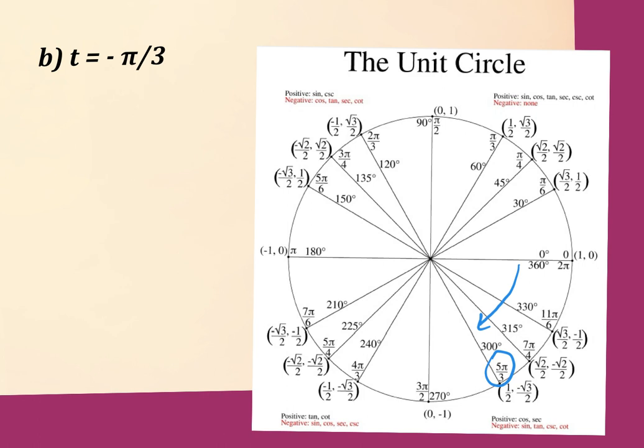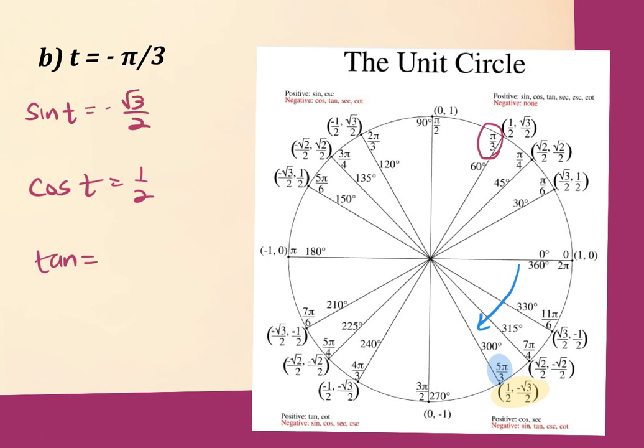What I think is easier is method 2, which is find where it's positive, π/3 is here, and then fold your unit circle like a hamburger, top to bottom. And where it overlaps is where it would be negative. So based on that, this is the coordinate point I'm using. Let me go in the same order. My sine is negative root 3 over 2. My cosine is 1/2. And my tangent, fourth quadrant, so it's negative. And it's π/3, so it's root 3.